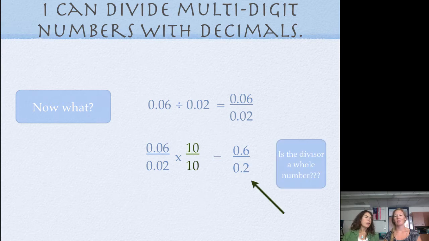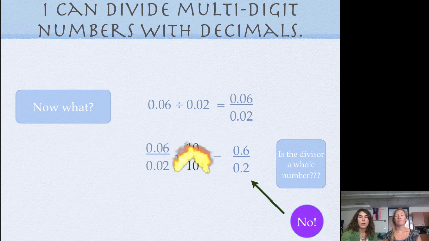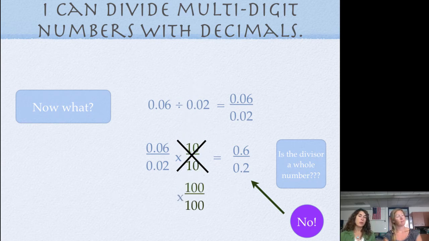now is my divisor a whole number? It is not. No. Still a decimal. So, what are we going to do? It's definitely not going to work this way. So, sometimes we can't just always multiply by 10. We sometimes might need to multiply by 100, and that's okay.